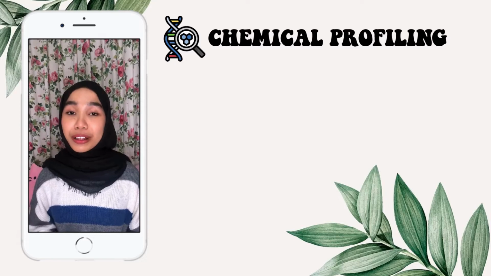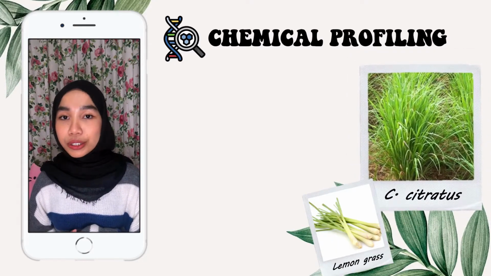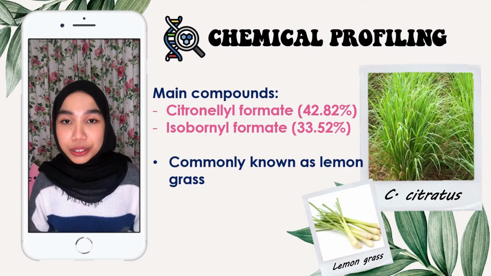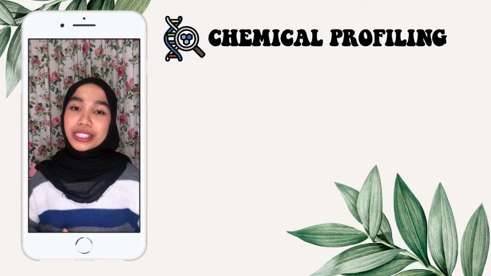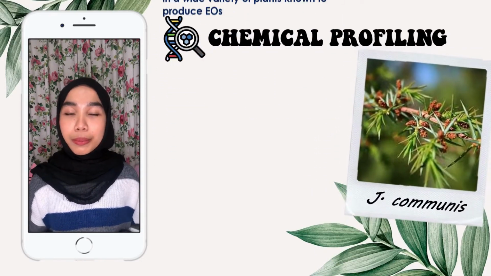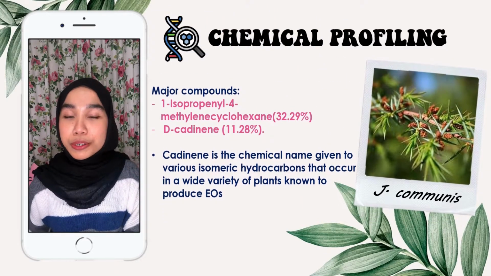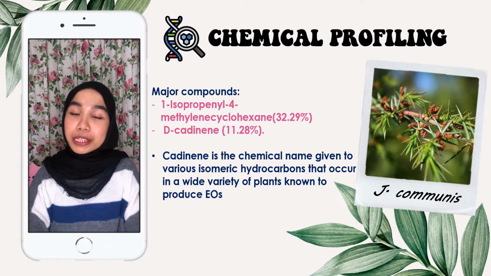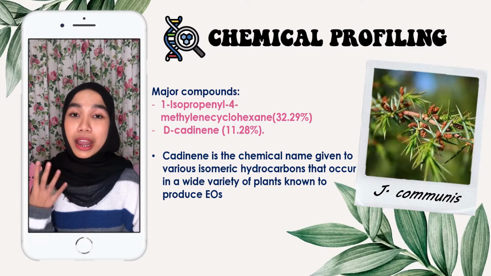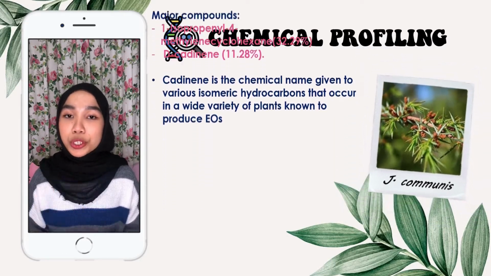Next is the chemical profile of C. citratus, or more commonly known as lemongrass. The major compound of C. citratus oil is citronellal formate at 42.82%, followed by isobornyl formate at 33.52%. M. communis oil is majorly constituted by 1-propenyl 4-methylene cyclohexane at 32.29%, followed by D-cadinene at 11.28%. Cadinene is the chemical name given to a variety of isomeric hydrocarbons that occur in a wide variety of plants that are known to produce essential oil.